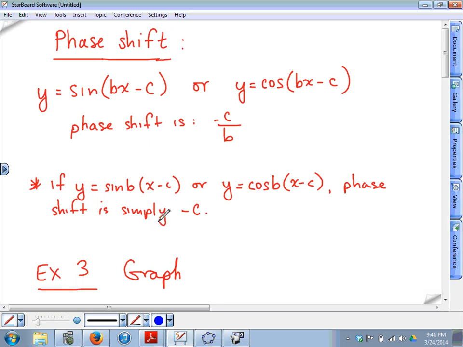Now remember, these phase shifts are static horizontal transformations, so the graph keeps the same shape, it just moves to the right or to the left. The only thing that changes depending on b is the period, it's not the phase shift.